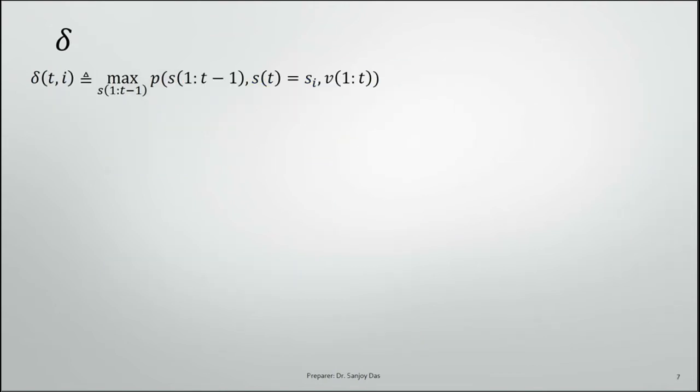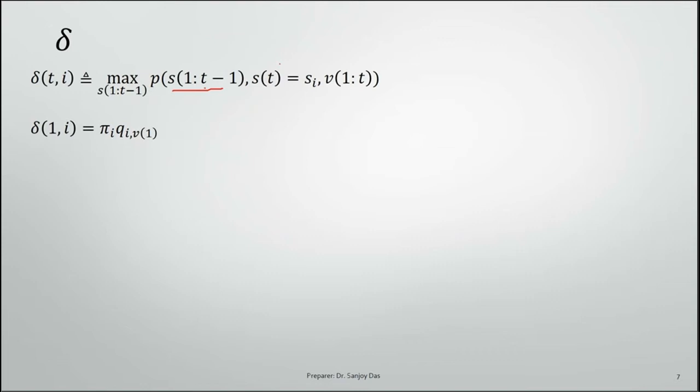So this is what we have about delta. By definition, delta Ti is max over S1 through T minus 1 of the probability of S1 through T minus 1, St equals Si, V1 through T. By replacing T with 1, we have nothing here, so we are maximizing over nothing. So delta 1i is pi i, the initial probability, times generating output V1 at time step 1 given the state was Si, and that's Qi V1.